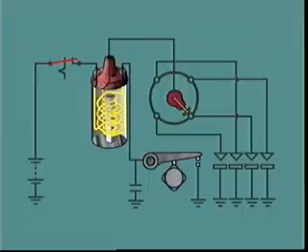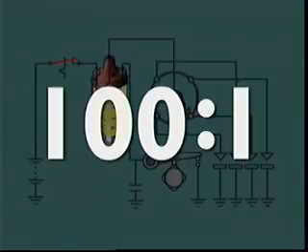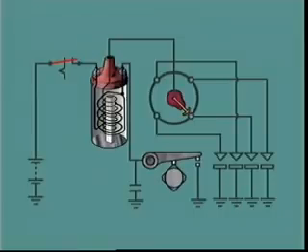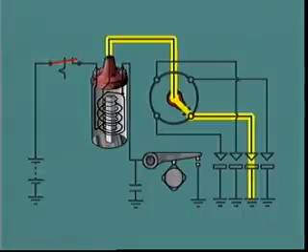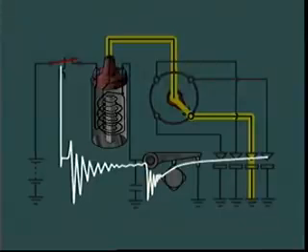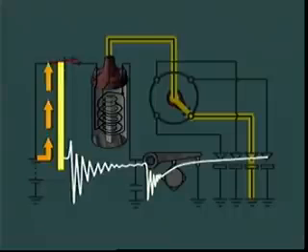Since the secondary winding has about 100 times as many turns as the primary winding, the secondary voltage can also be about 100 times greater than the induced primary voltage. As the high-tension voltage builds up across the ends of the secondary winding, a voltage level is reached where the spark plug gap suddenly becomes conductive.